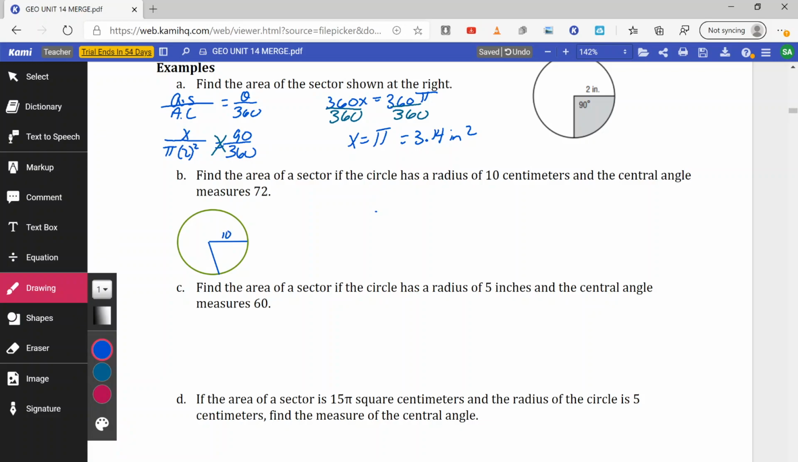So we have 10 centimeters and 72 degrees. So we need to find the area of this circle. So the area of the sector, which is our unknown x, over the area of a circle, which is pi times radius squared, is equal to my central angle over 360. So we plug in numbers that we have, so we don't know what our area of the sector is.